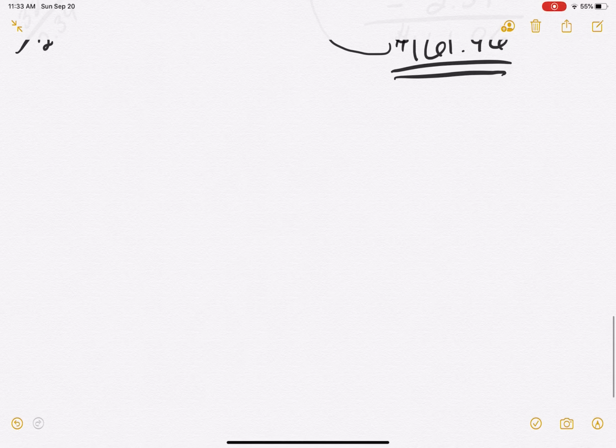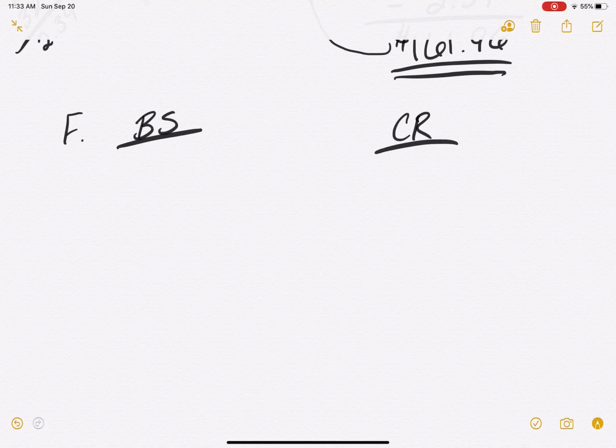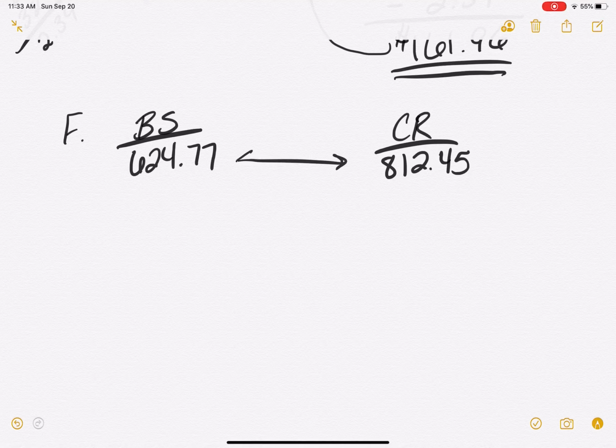So let's try F. F says at the end of October, Alan Springer's, let's just write BS and CR. At the end of October, his check register balance was $812.45 and his bank statement balance was $624.77. So again, these two numbers do not equal, so we need to reconcile them.